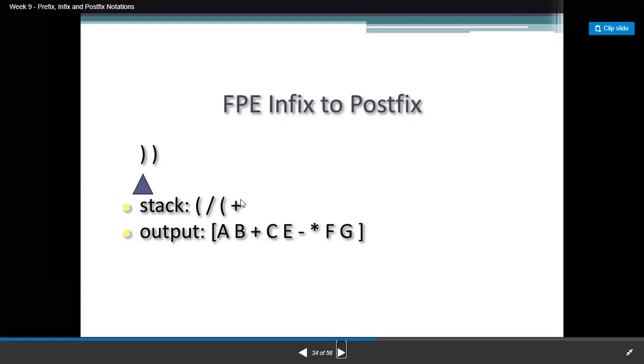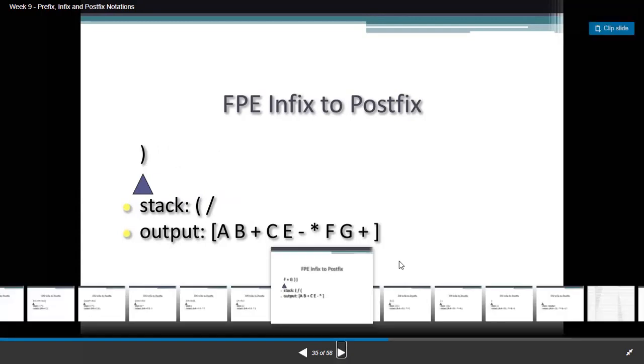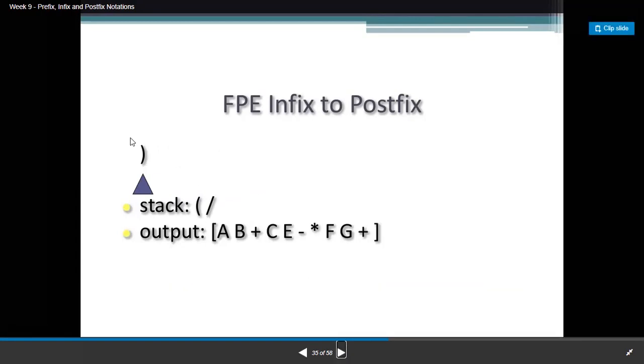Again, there's a closing bracket, so it will actually pop until it reaches the first bracket. So just pop, after popping the plus sign, it will reach here. After popping the plus sign, it will actually reach our opening bracket, and then there is again another closing bracket. So after using the pop function, it will get this division, and then it will be empty. So our steps are done.